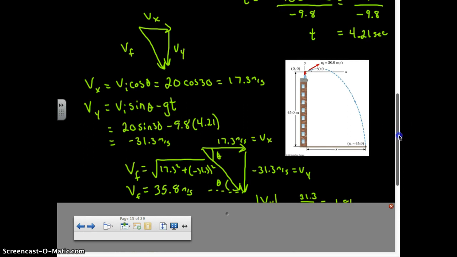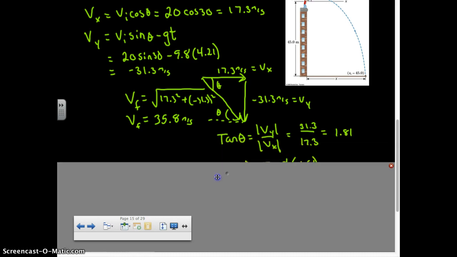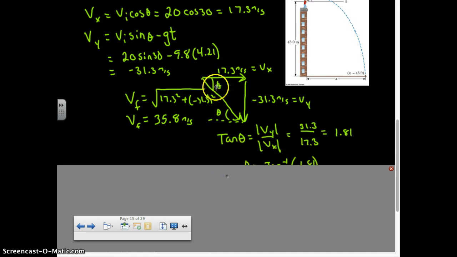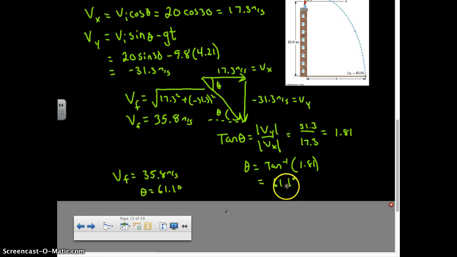But remember, velocity should have a direction associated with it, so we also need to state the angle at which we'd strike the ground. For that right triangle, with this angle theta, the tangent of theta is the opposite side over the adjacent side, or Vy over Vx. If we work that out, using your calculator in degrees mode, we come up with an angle of 61.1 degrees to the ground at which the object strikes. Okay, so that answers question number 2.